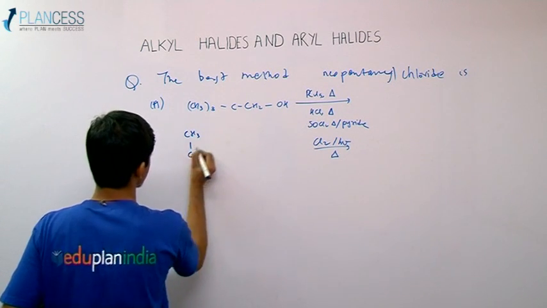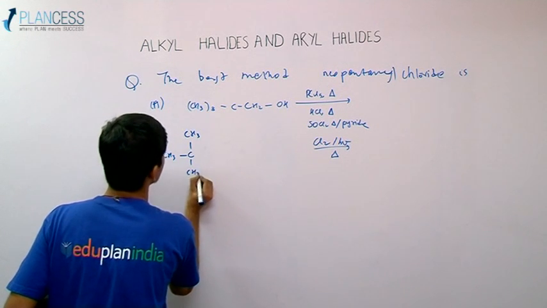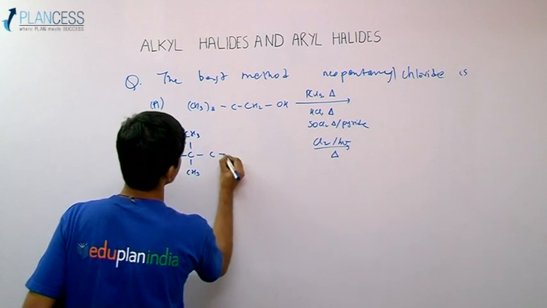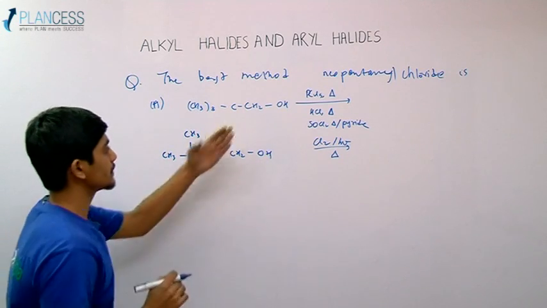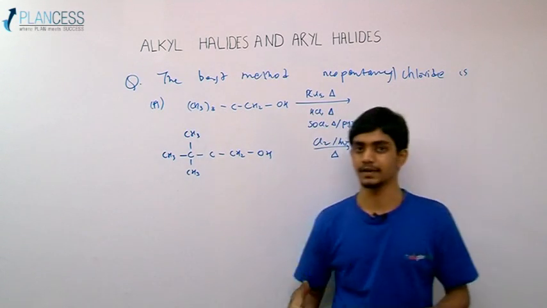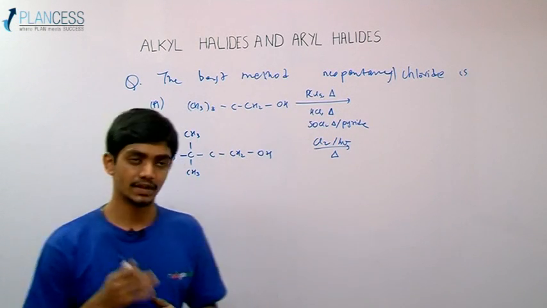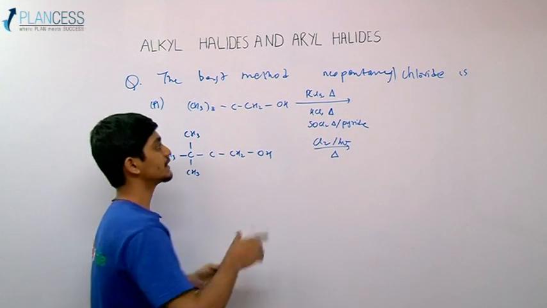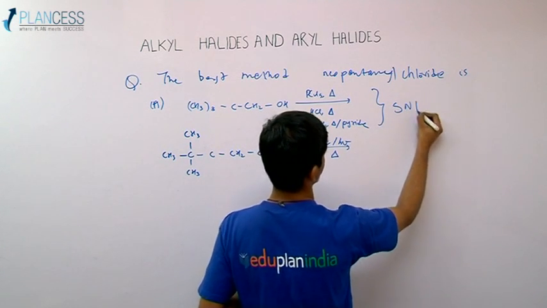So writing the complete structure, (CH3)3CCH2OH, with PCl5, HCl heat, SOCl2 heat and pyridine. All of them, what is the mechanism followed? The mechanism which is followed is, they all follow SN1 mechanism.